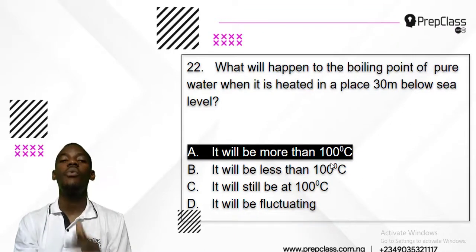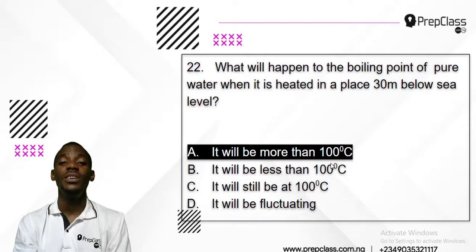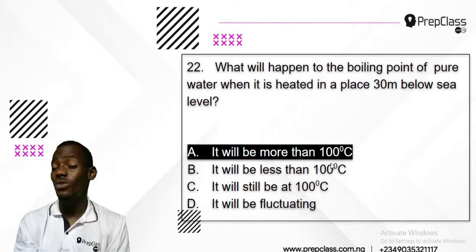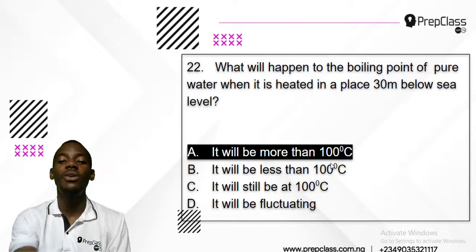So if I take water to the top of the mountain, the water will boil at a temperature more than 100. That means the water will not boil easily because there's high pressure. Then if I take it under the sea, it will also not boil easily because there's also high pressure. So that's the answer to the question. It will be more than 100 degrees Celsius.